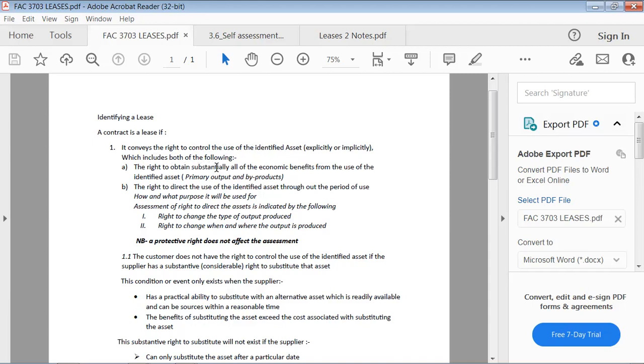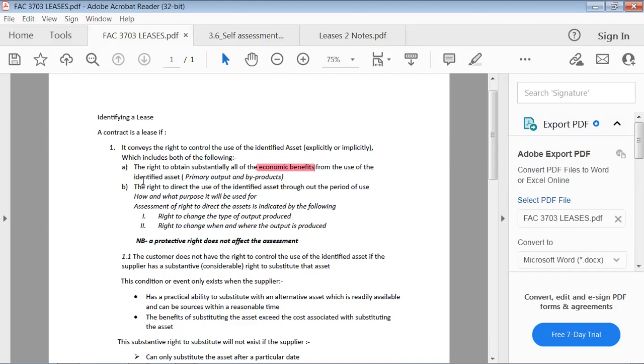The right to obtain substantially all the economic benefits from the use of the identified asset. So we are talking about the primary output. When we talk about economic benefits, we are talking about what is produced from the right of using that asset. If you can obtain substantially, which is the majority, of what is produced, the output and any byproducts, we are saying you have the right to obtain substantially the economic benefits.